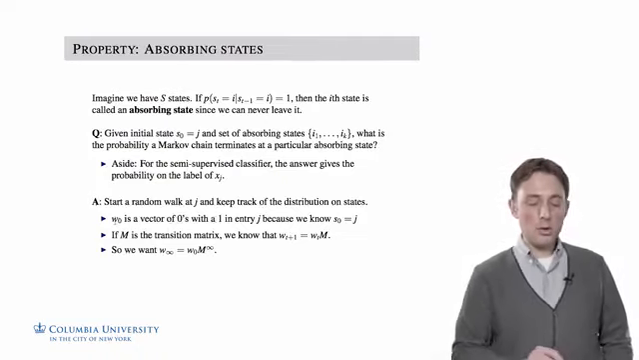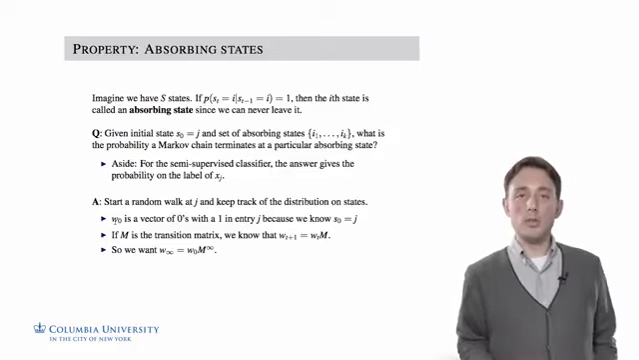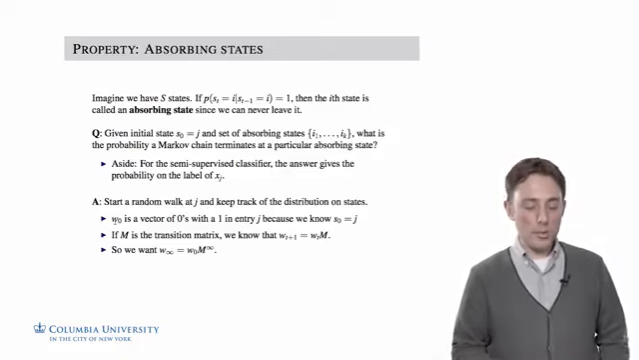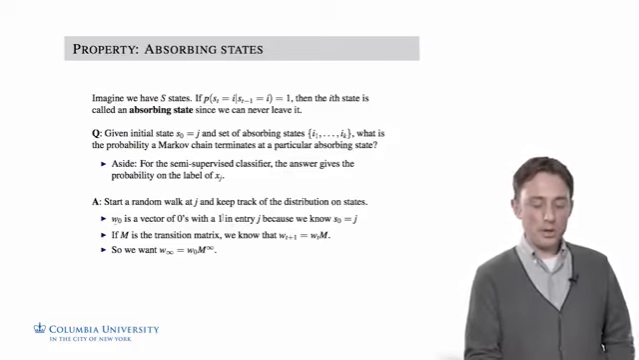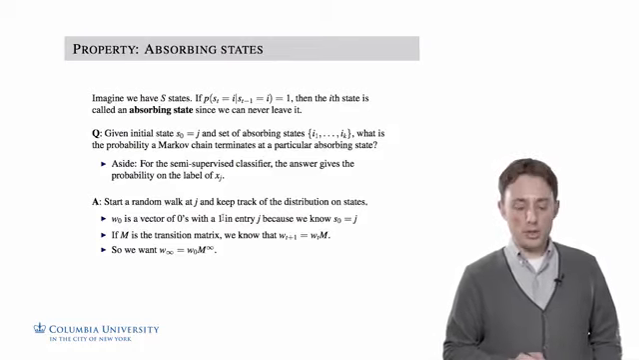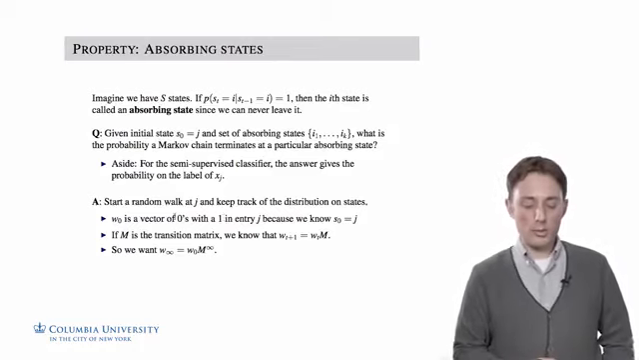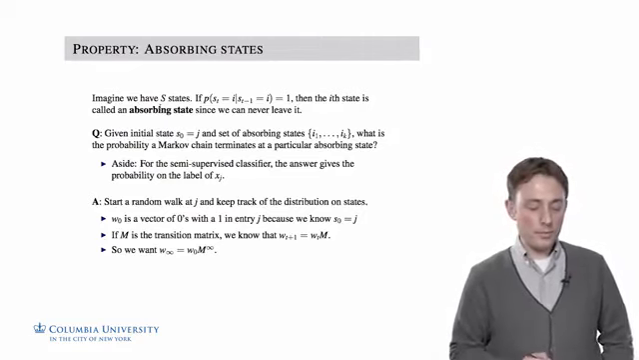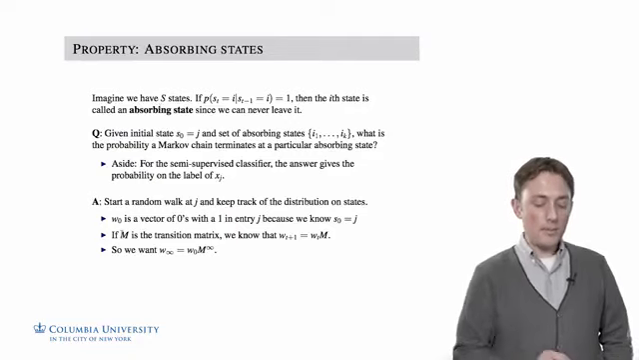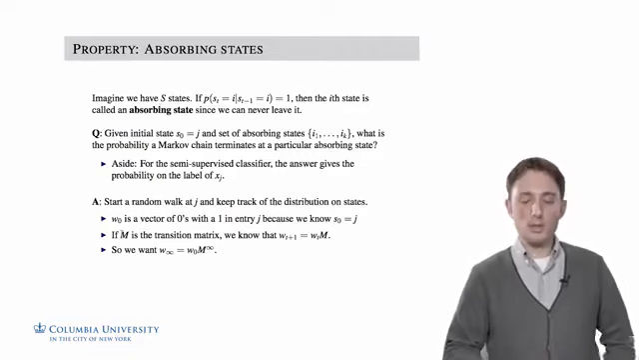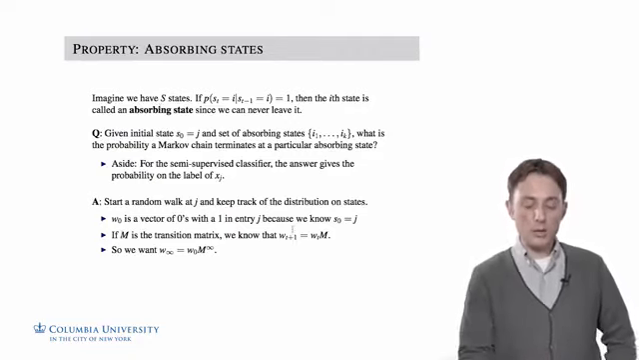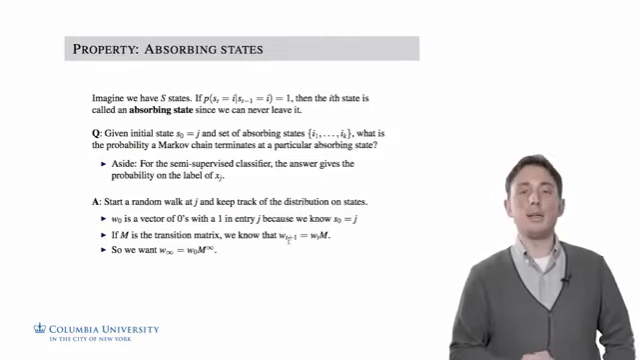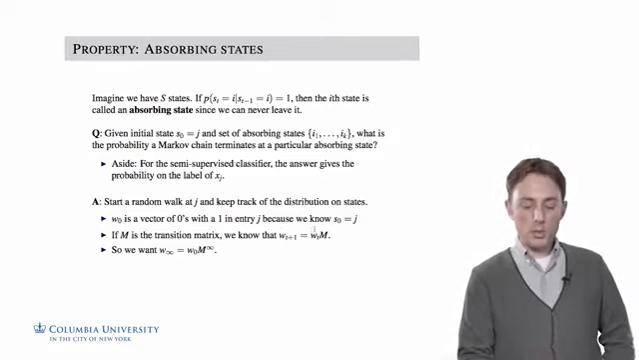So W0 is going to be an n-dimensional vector, if we have n data points for our problem, with a 1 in the jth dimension and a 0 everywhere else, because we know where we're starting. So in this case, it would be S-dimensional. Then if M is the transition matrix, it could be any transition matrix, we already know that the probability of where I'm at at time t plus 1 is equal to the probability of where I'm at at time t times M.